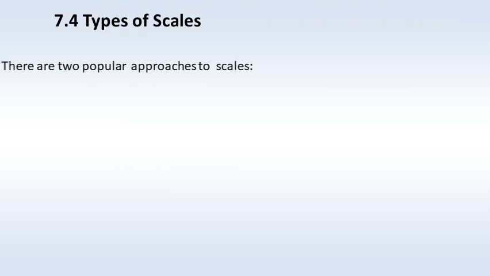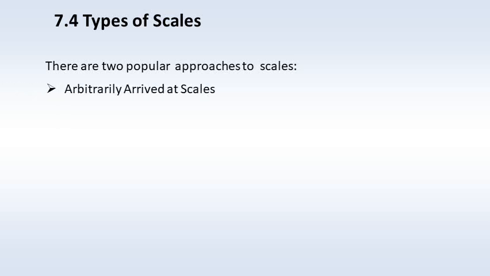Types of scales. There are two popular scales: arbitrarily arrived at scales and custom built scales. Arbitrarily arrived at scale.